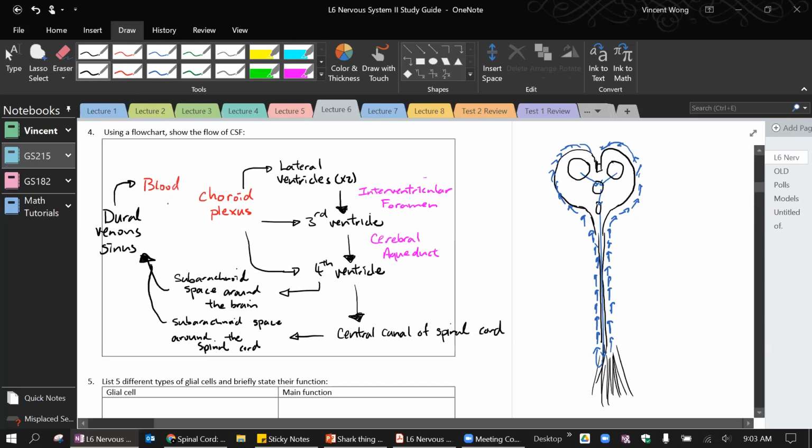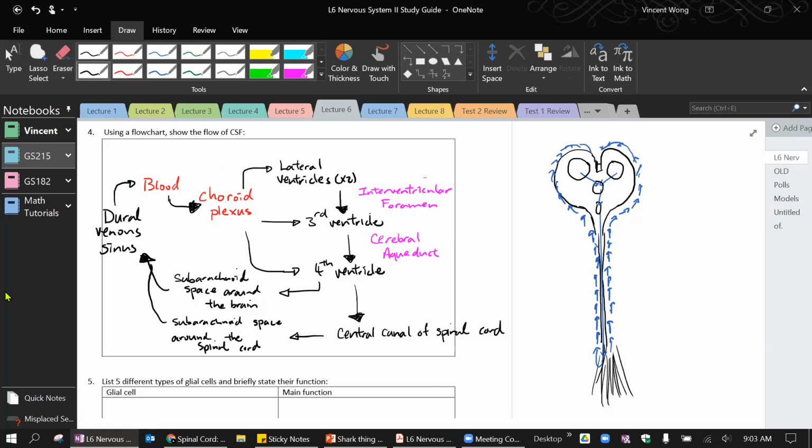And then afterwards, you're going to extract components from the blood to make more CSF in the choroid plexus. And then this just keeps on going and going and going. Does anybody have any question?